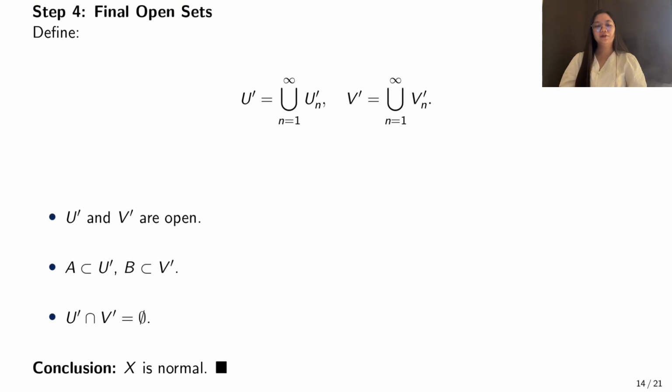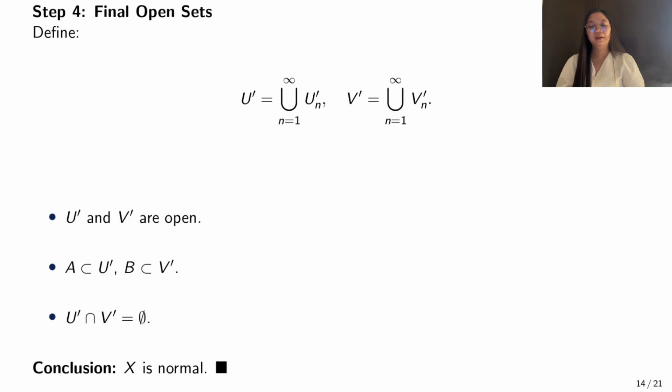Okay, so we know that U prime and V prime are open, and A is a subset of U prime and B is a subset of V prime. So why are they disjoint? If x is an element of U prime intersection V prime, then x is an element of U prime and x is an element of V prime sub k for some j and k.